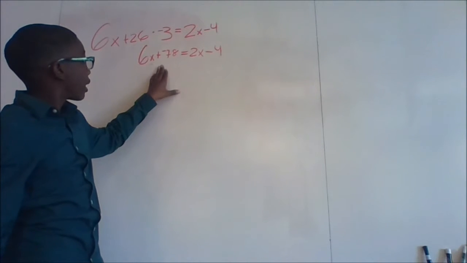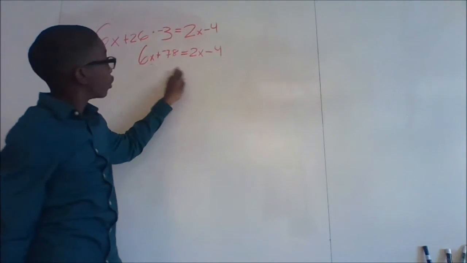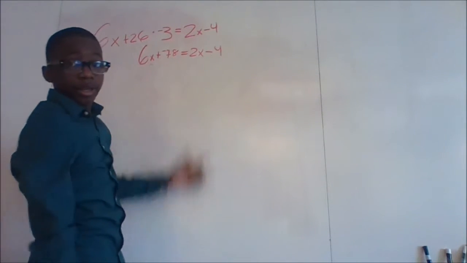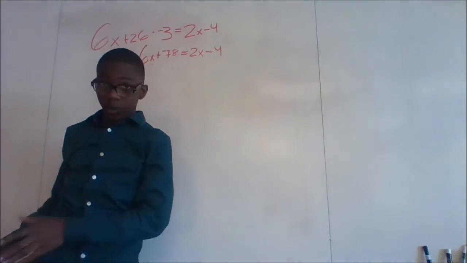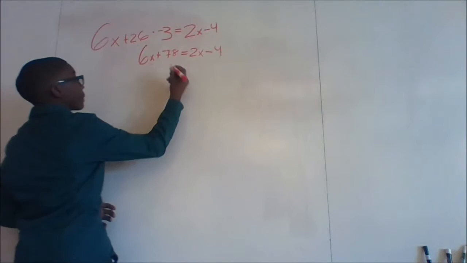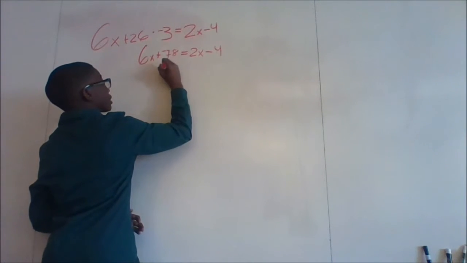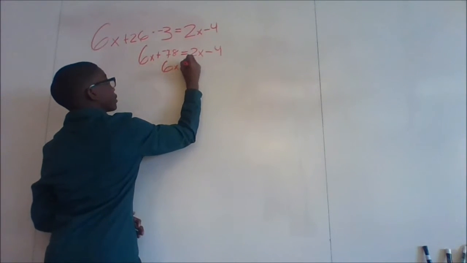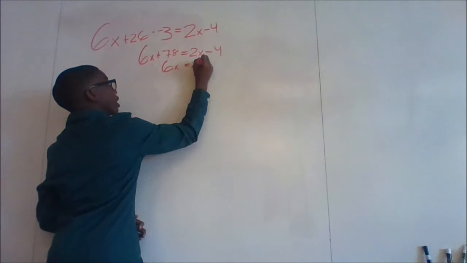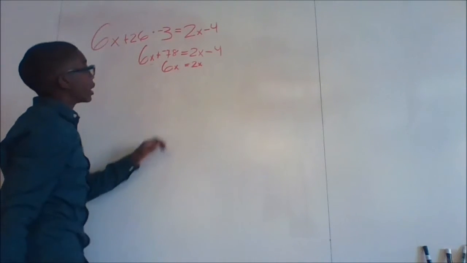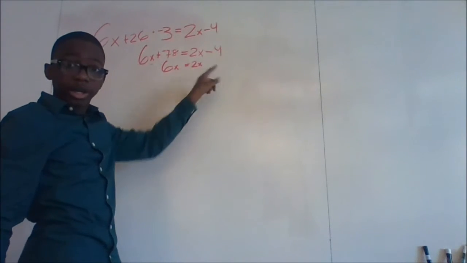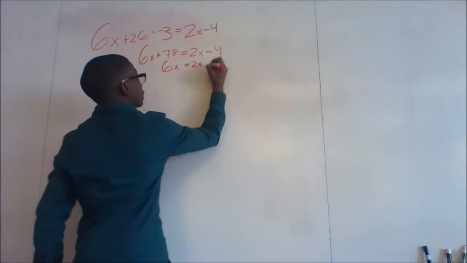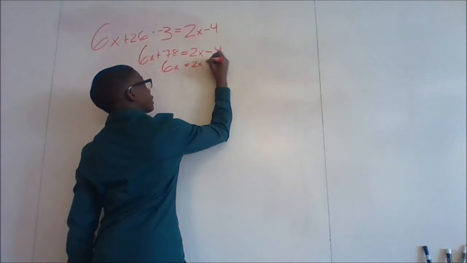We could add 78 to both sides, or add 4 to both sides. The way I'm doing it is I'm going to add 78 to both sides, but you could add 4 to both sides. So we're going to have 6x is equal to 2x, and when you add the positive 78 to the negative 4, you'll have positive 74. So plus 74.